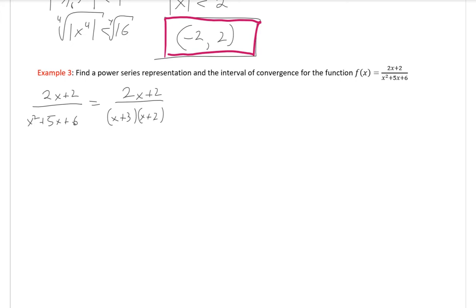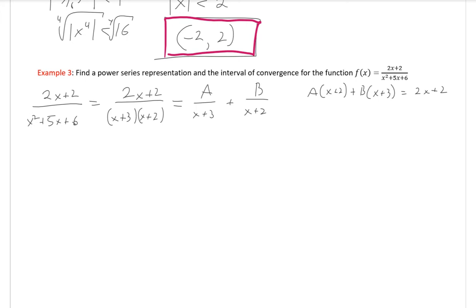And now what we want to do is make this into separate fractions. So think about partial fractions from a few chapters ago. We can make this into A over (x plus 3) and B over (x plus 2). If we could do that, then we could define each of those as a series. Okay, well, if we cross multiply appropriately, we can have A times (x plus 2) plus B times (x plus 3) should equal the top of 2x plus 2.